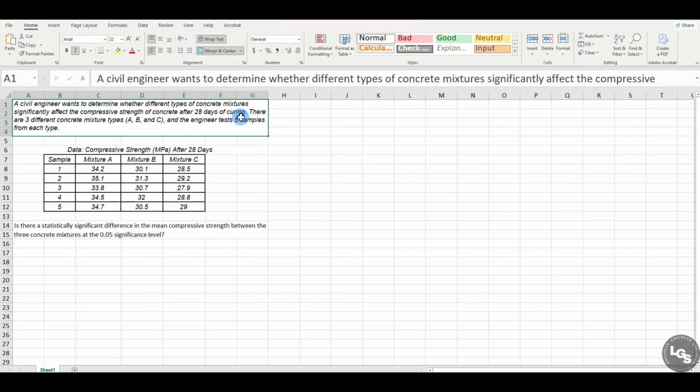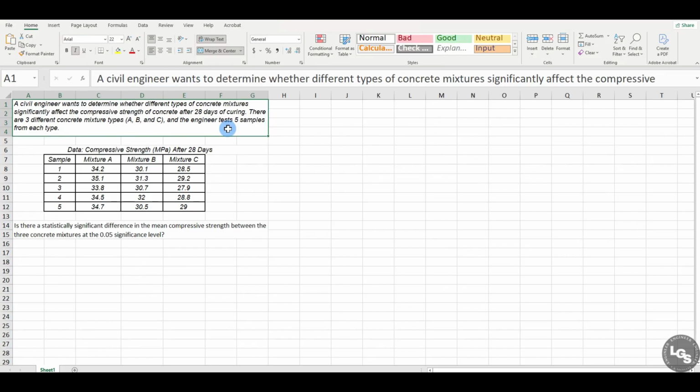A one-way ANOVA is used when you have one independent variable or the factor with 2 or more levels, and you want to compare the means of those levels on a single dependent variable.